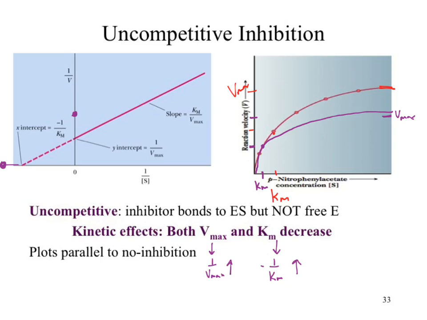Isn't it supposed to be the other way? Isn't it supposed to be Km, zero? The 1 over Km gets bigger, but it's a negative value. So when we said increase and decrease, we didn't factor in the negative value.